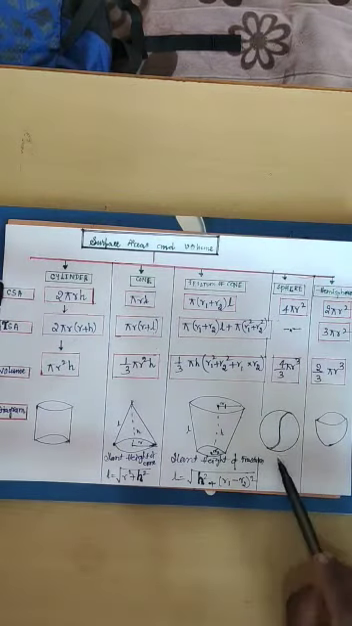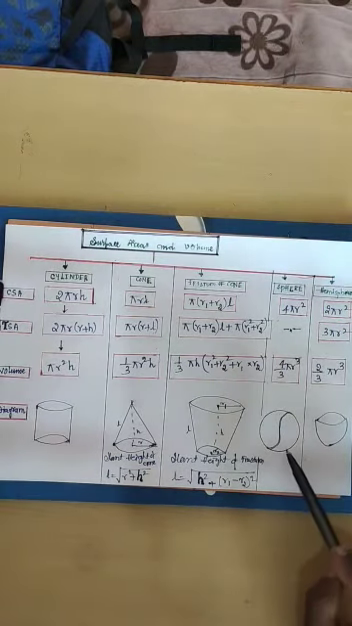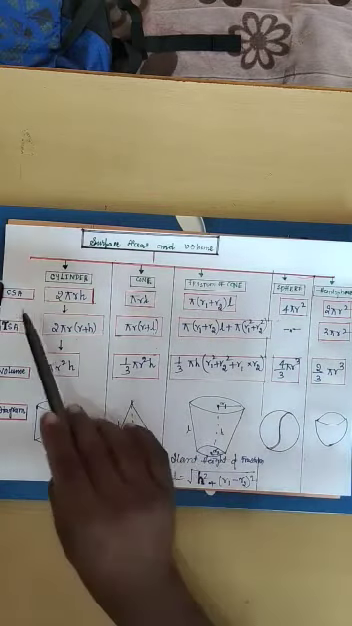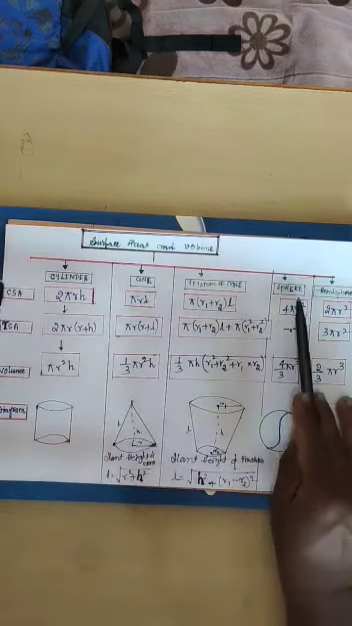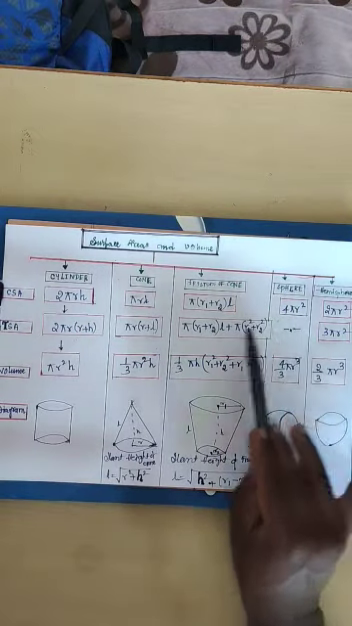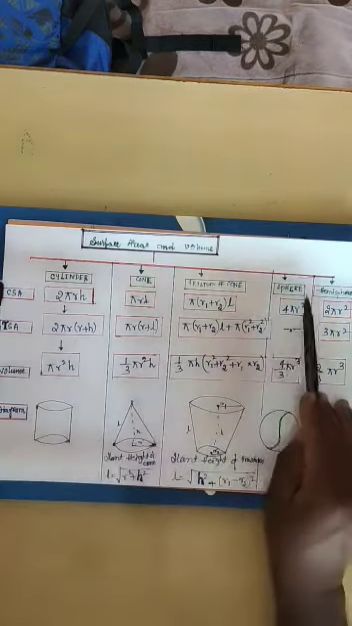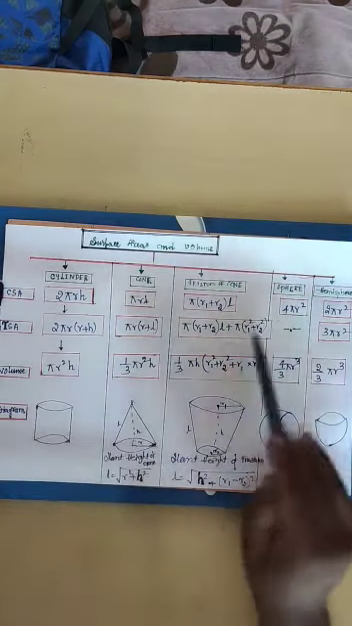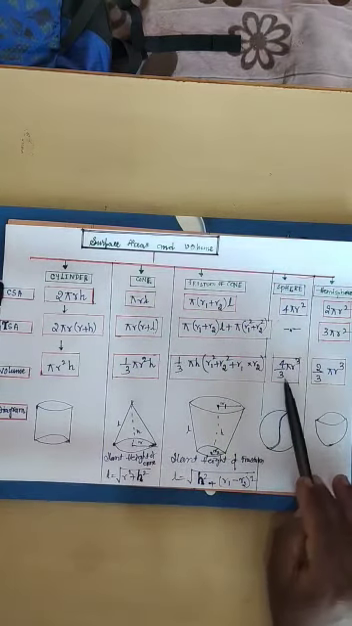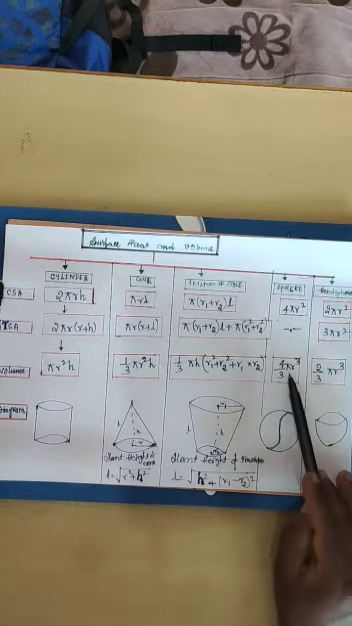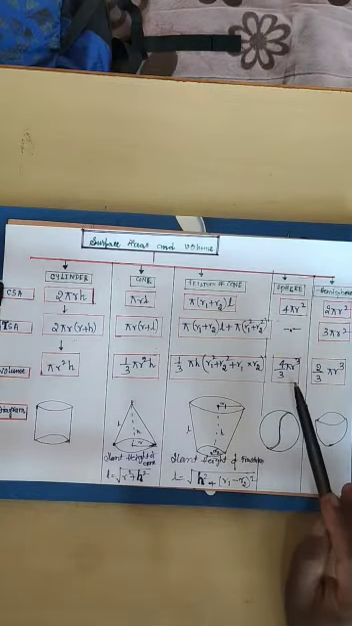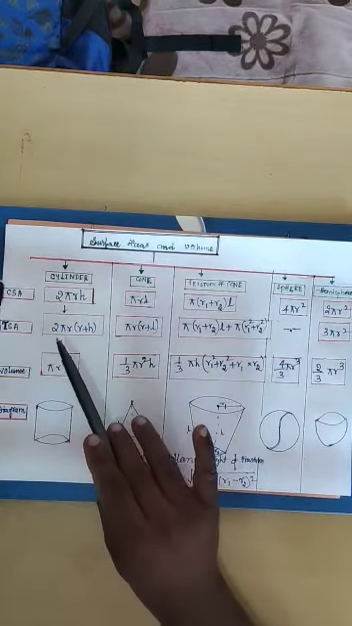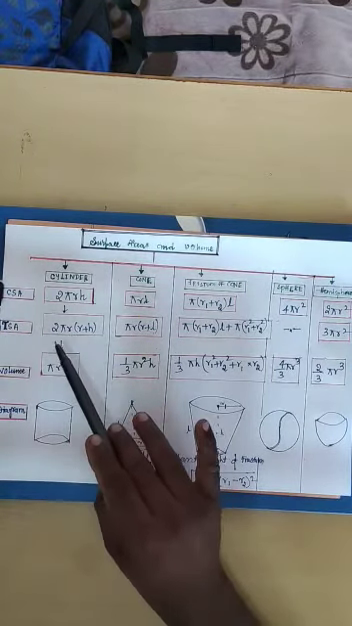Next we have sphere. Sphere is in the shape of a ball or earth, etc. The curved surface area of sphere is 4 pi r square, and the total surface area of sphere is also 4 pi r square. Volume of sphere is 4 by 3 pi r cube, right?